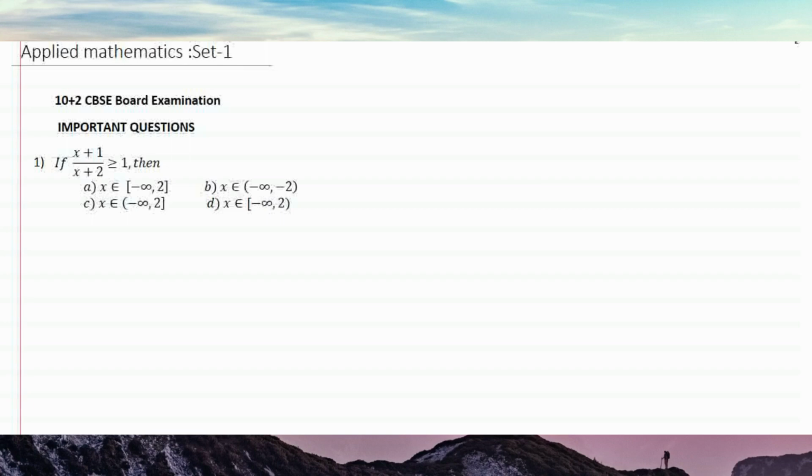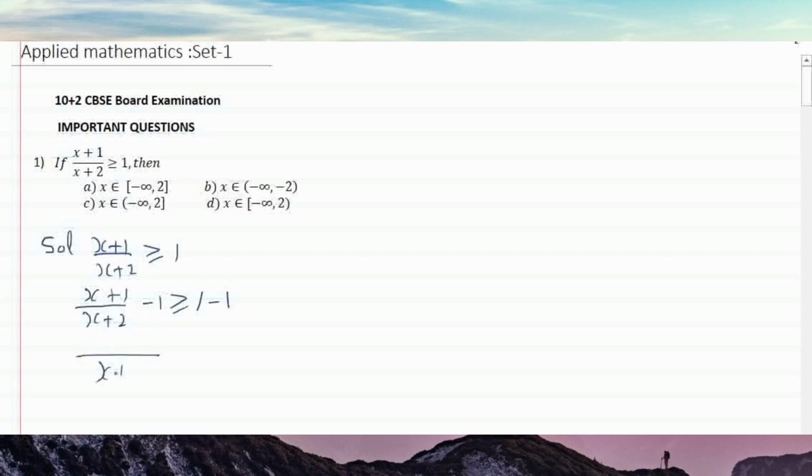The first question here is from inequality, children. So let us try to solve this problem. Here the inequality is given to you: (x plus 1) upon (x plus 2) is greater than or equal to 1. In the first step, just subtract 1 from both sides. So I am subtracting 1 from here and 1 from here, and you just simplify it further.